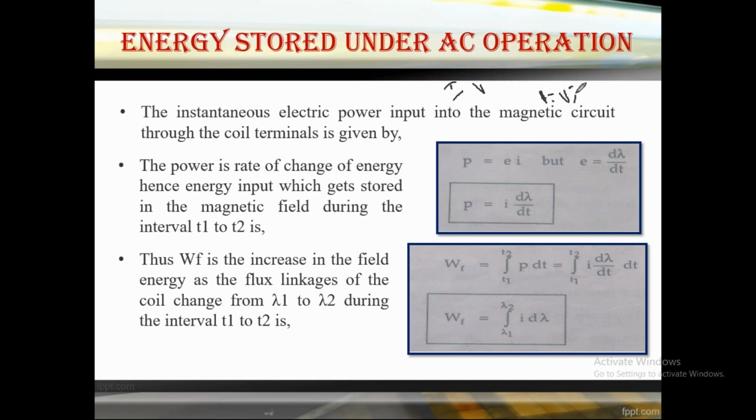Power is equal to VI, right? So in this case V is called the induced EMF and it is denoted by small e. Here e is given by dλ by dt. Already we know that λ equals n φ. So formally we can write e is equal to n into dφ by dt. So finally the power stored in the AC operation is given by P is equal to i into dλ by dt. Now what is the work done?